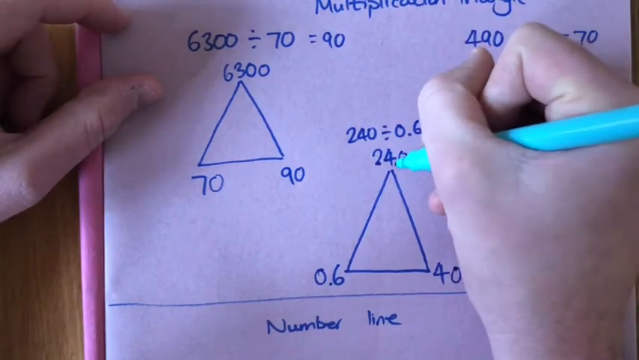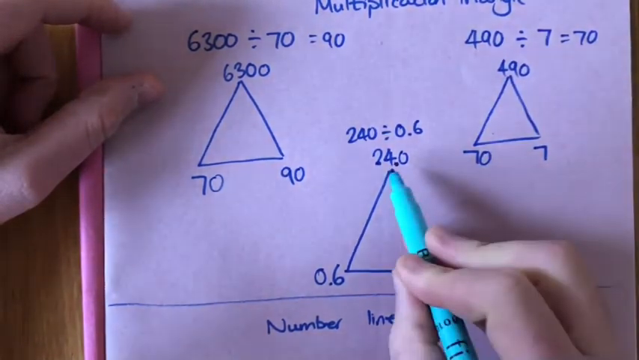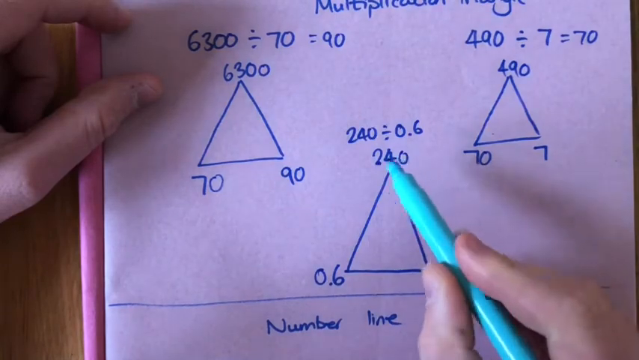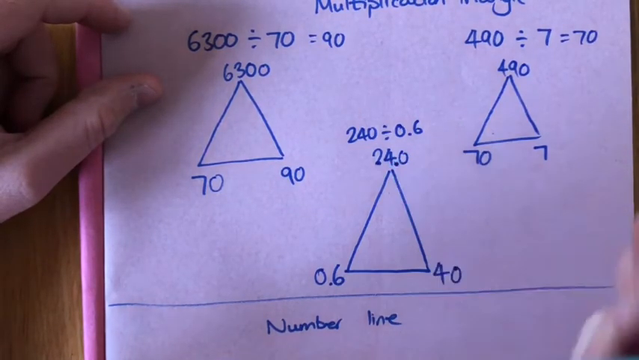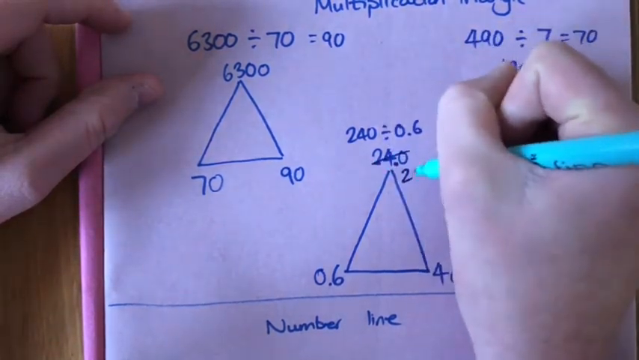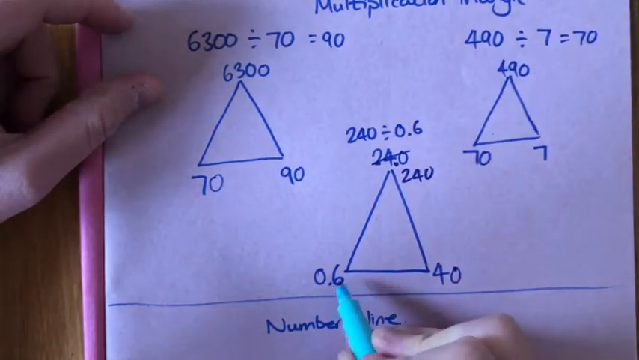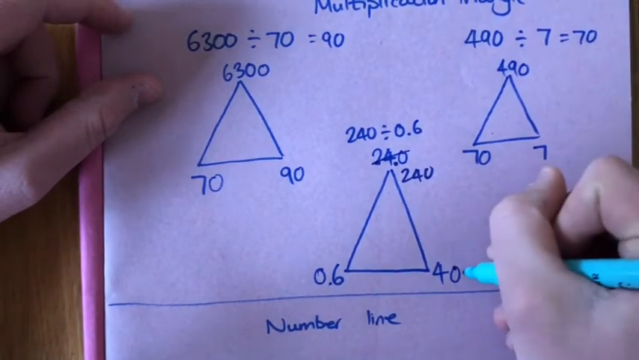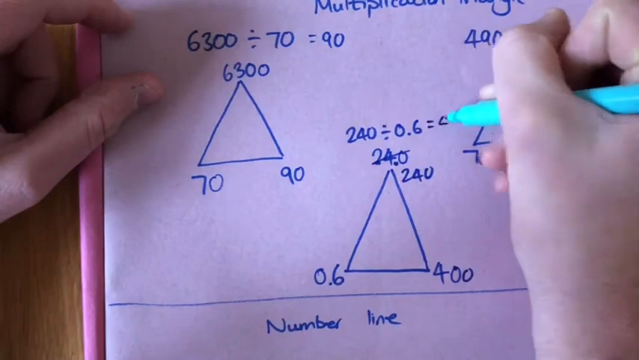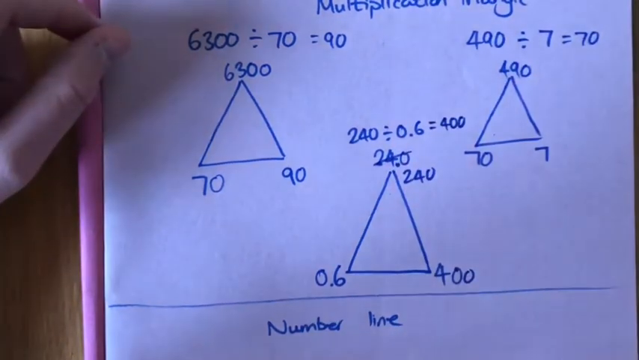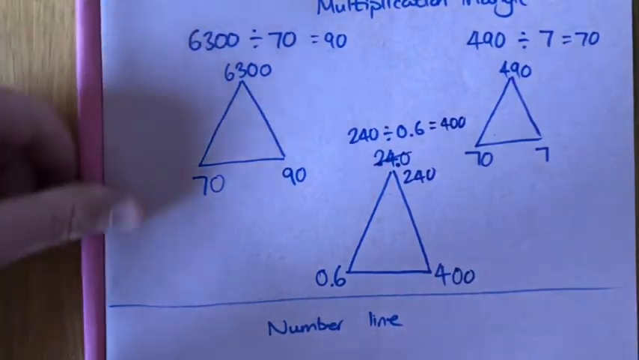Divide that by 10 to get 24. But now I need to times that by another 10 because I need it to be 240. So I'm going to times that by 10. That gets me to 240. I don't want to touch that. So I'm going to times that by 10. So my answer is 400. That wasn't a super example, but hopefully you get my point.